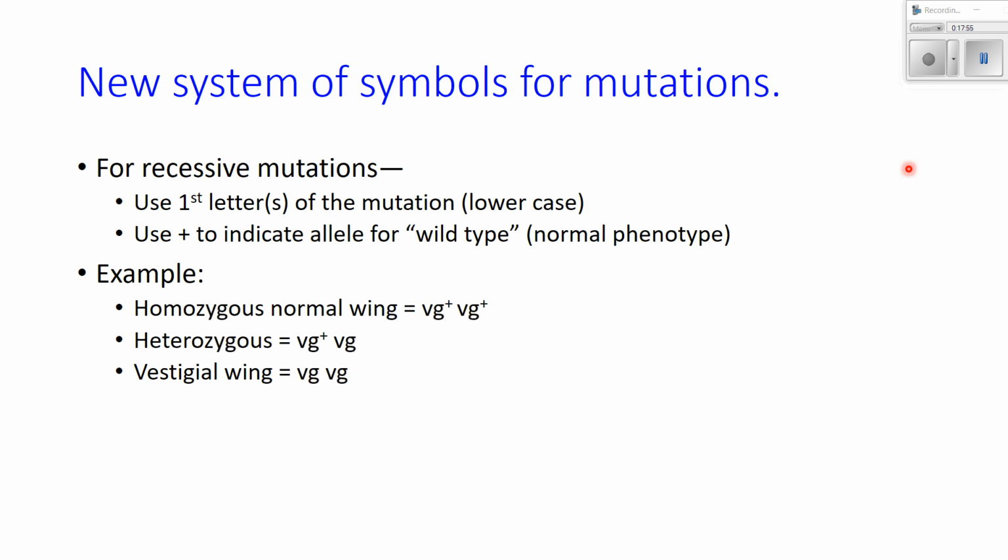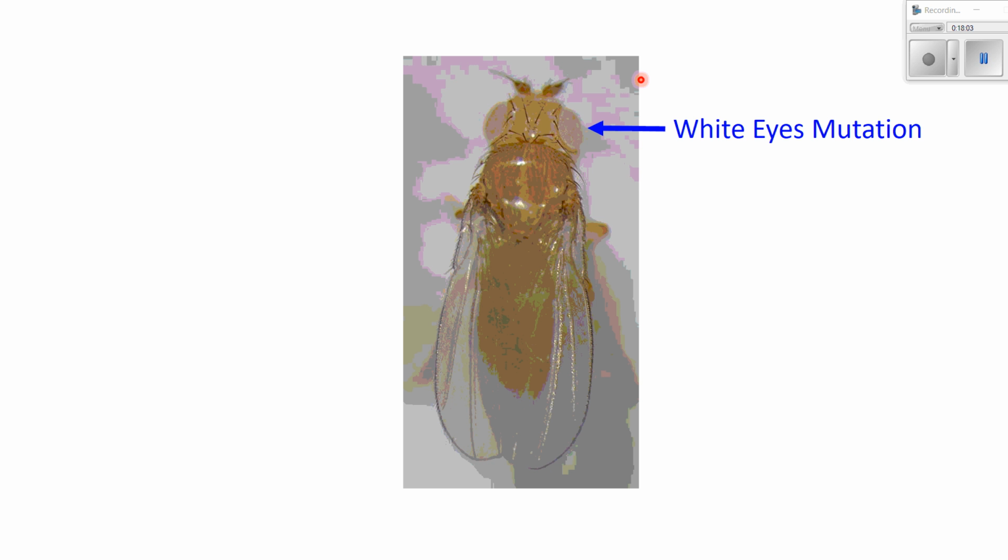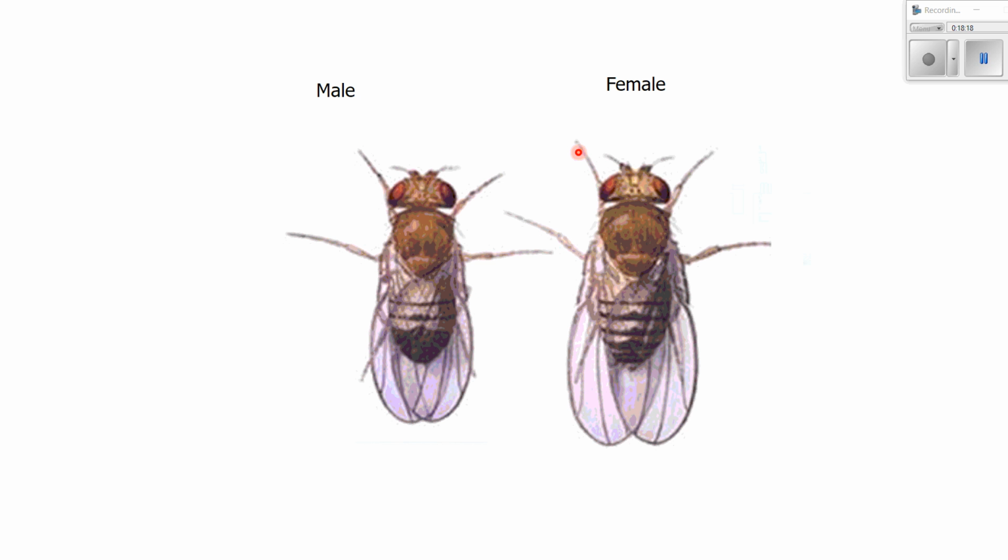I already mentioned the vestigial wing mutation that Morgan was interested in, but one of Morgan's most famous contributions to genetics revolved around a mutation in fruit flies that causes the eye color to be white. So if you bear with me here, let me go back to, well, I guess right here. This is the typical eye color that we see in most fruit flies.